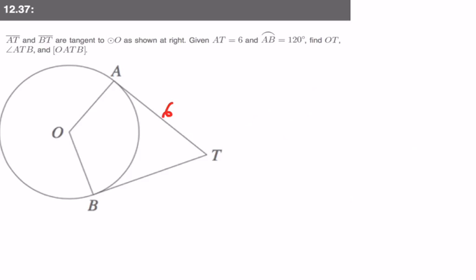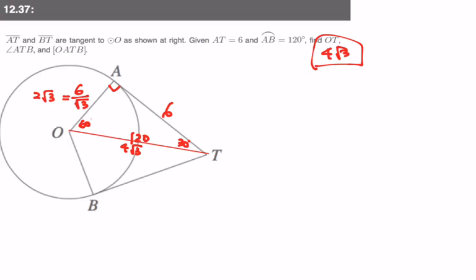Number 37. So from the given picture, AT is 6, and then AB is 120. Find out OT. How do I find that out? If I draw the line OT, we know that line will cut 120 in halves, creating a 30, 60, 90 triangle. Since AT is equal to 6, then OA must be 6 divided by radical 3, which becomes 2 radical 3 when you simplify it. Then OT must be 4 radical 3.